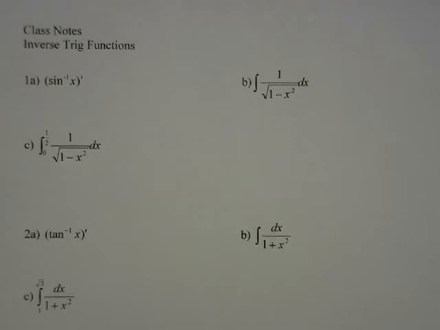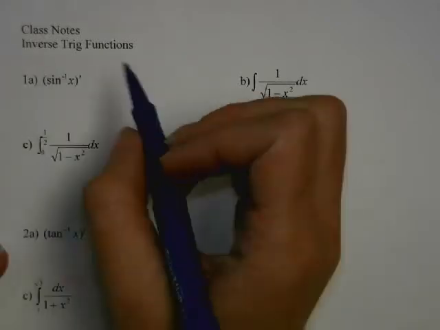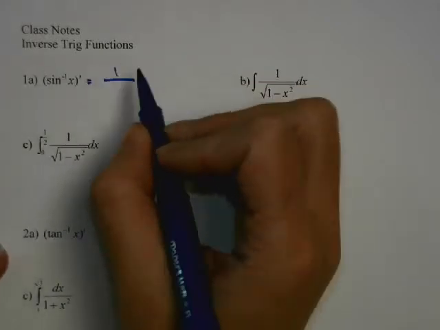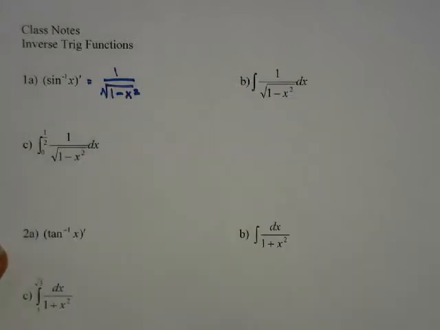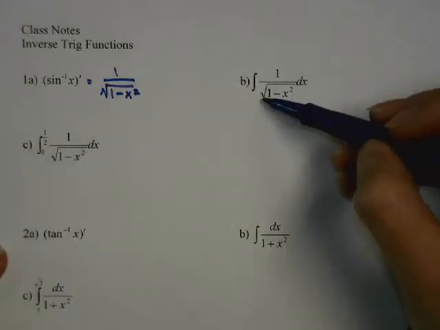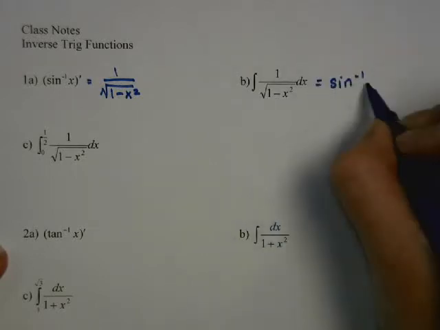Our lesson here is integrals involving inverse trig functions, because those derivatives are kind of different. So the derivative of sine inverse, remember, is 1 over the square root of 1 minus x squared. So the integral of 1 over the square root of 1 minus x squared is sine inverse.